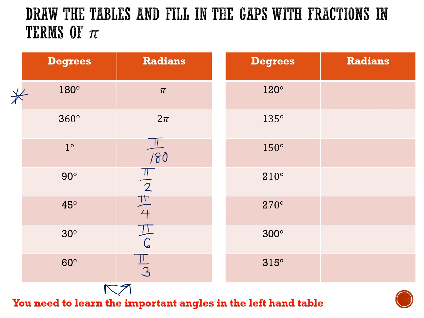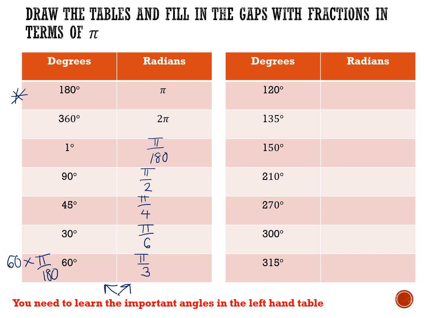You will get used to them the more of them you do. If you ever forget what they are, it's very easy. You can just do 60, for example, times pi over 180, and you can see that gives you the pi by 3. So if you do forget, you can always revert back to there.